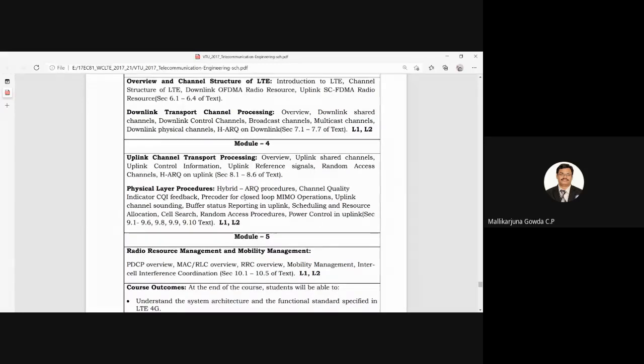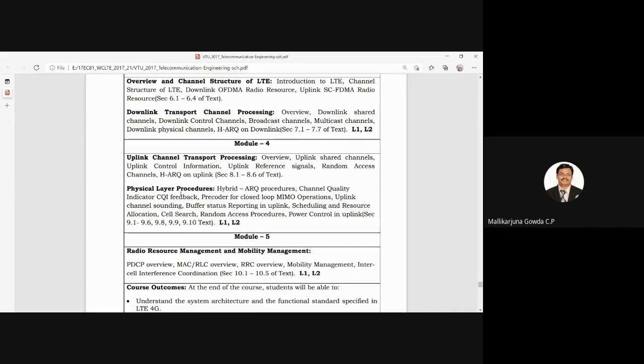Okay, which we are supposed to understand for a better understanding of LTE technology. So that is what we discuss in module 3. Module 3 is only about downlink, and module 4 is about uplink. With respect to that, we will be trying to understand the physical layer procedures.